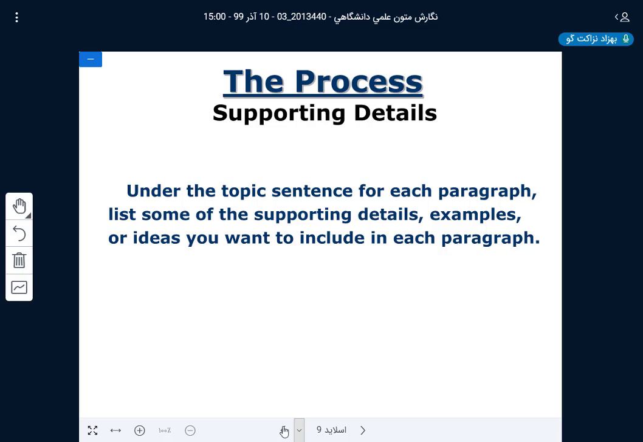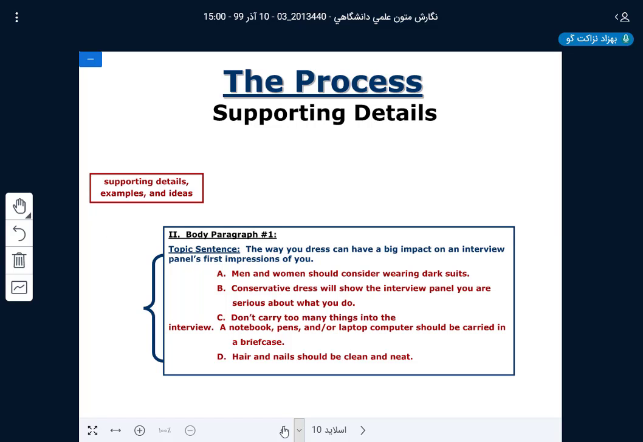Some of the supporting details are in the form of examples. They can be in the form of facts, reasons, anecdotes, quotations, statistics, and many things. So under the topic sentence for each paragraph, list some of the supporting details, examples, or ideas you want to include in your paragraph. So this is the way we outline. Last session we talked about outlining. This is the outline of body paragraph 1.